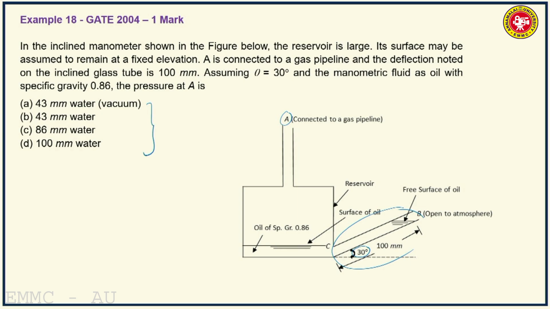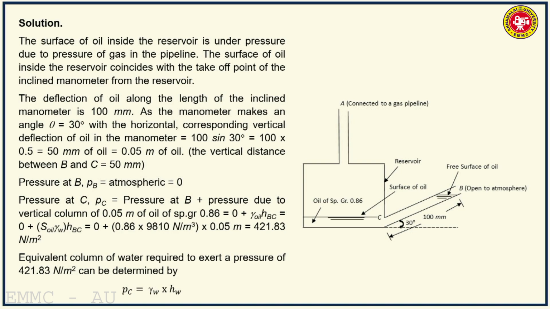So let us work out and find out what is the pressure at A. Now the surface of oil inside the reservoir is under pressure due to pressure of gas in the pipeline. See, this is not a free surface. The surface of oil inside the tank is not a free surface because the pressure is not atmospheric. It is connected to a gas pipeline, wherein the gas is under pressure, and therefore the oil surface inside the reservoir is under pressure. The surface of oil inside the reservoir coincides with the takeoff point of the inclined manometer from the reservoir.